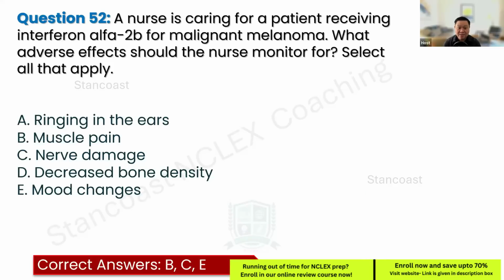So letter A is incorrect. Tinnitus is not associated with interferon alpha 2b therapy. And letter D, bone loss is linked to treatments like gonadotropin releasing hormone agonists, not interferon alpha 2b.